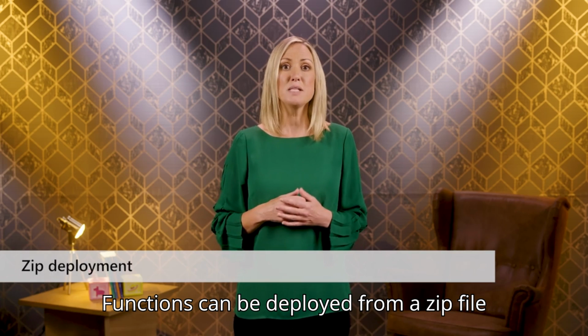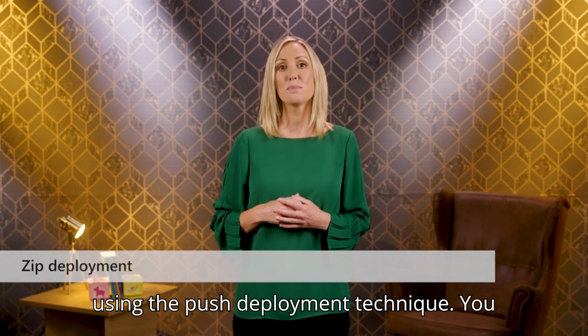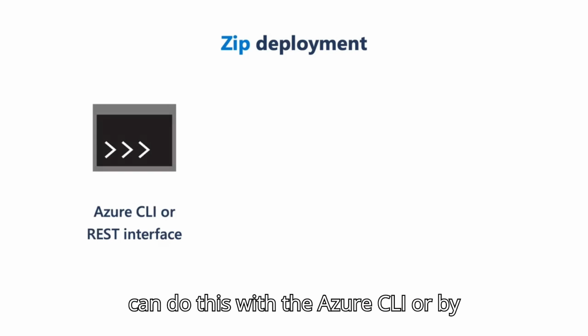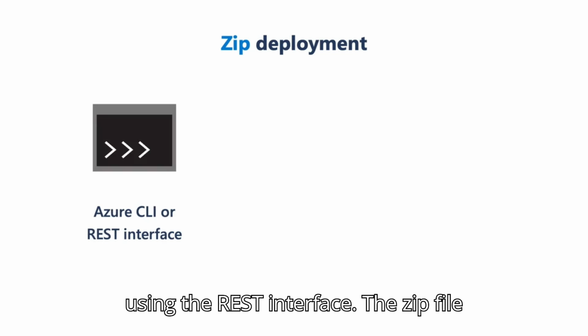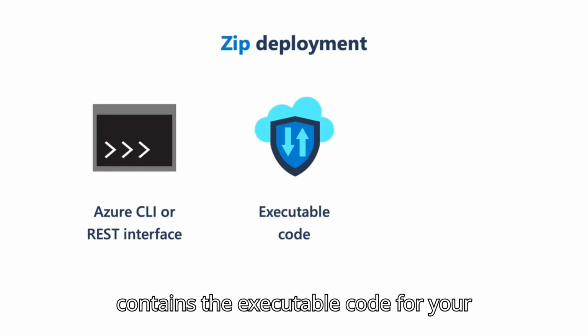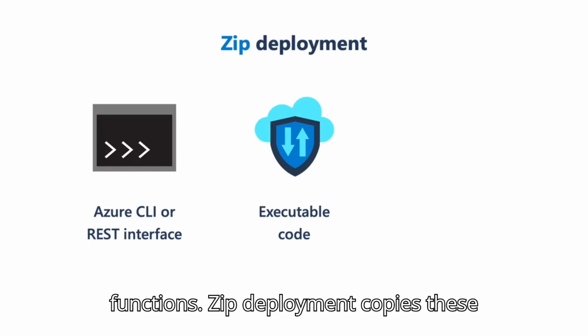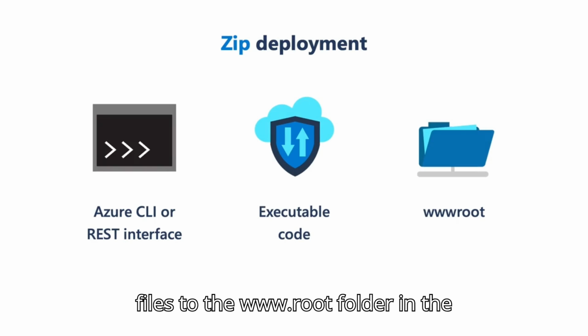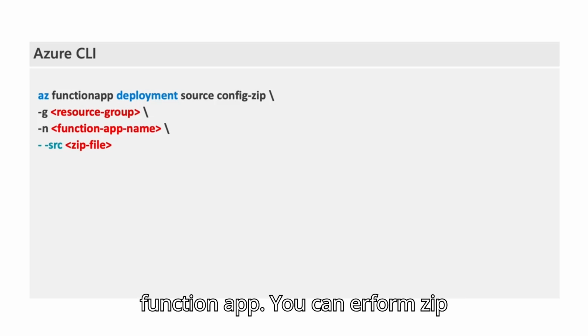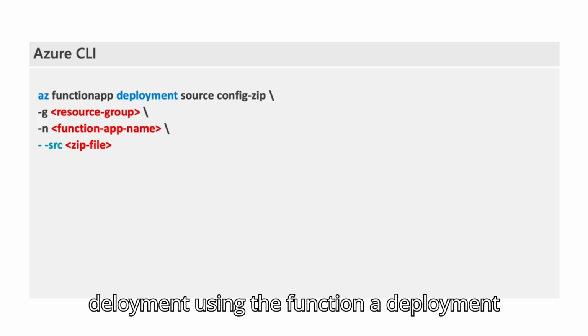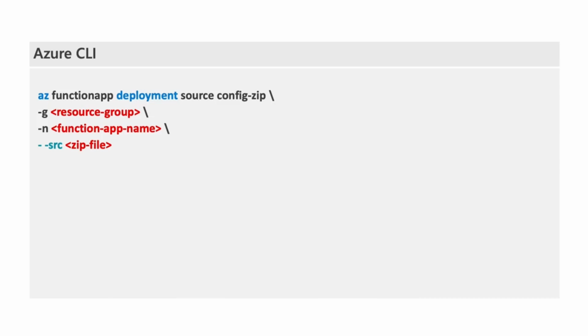Azure Functions can be deployed from a zip file using the push deployment technique. You can do this with the Azure CLI or by using the REST interface. The zip file contains the executable code for your functions. Zip deployment copies these files to the www root folder in the function app. You can perform zip deployment using the function app deployment command in the Azure CLI.